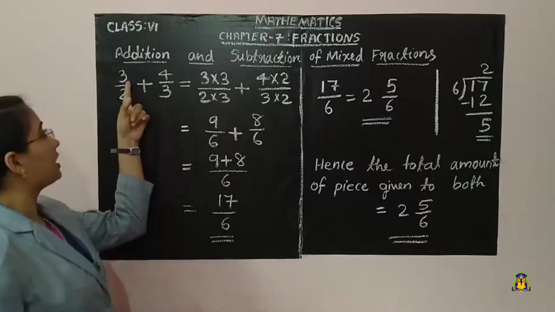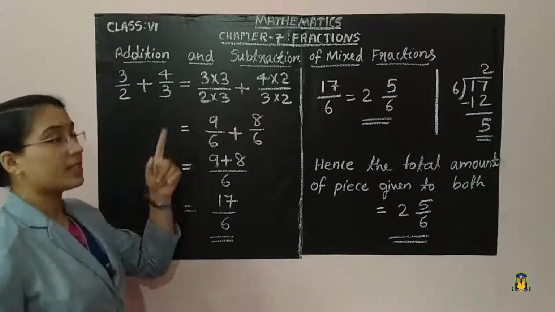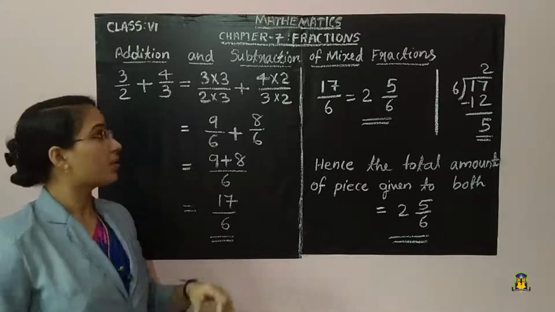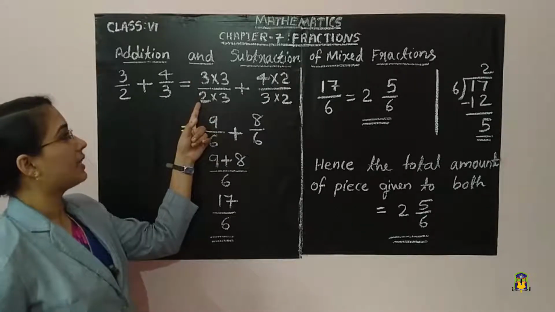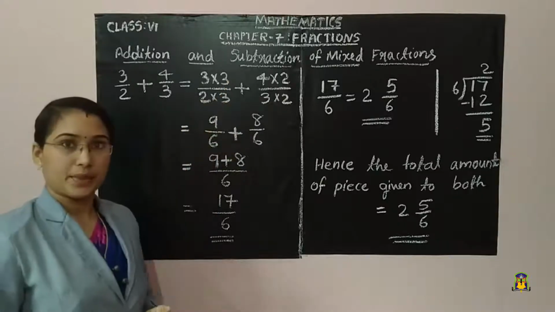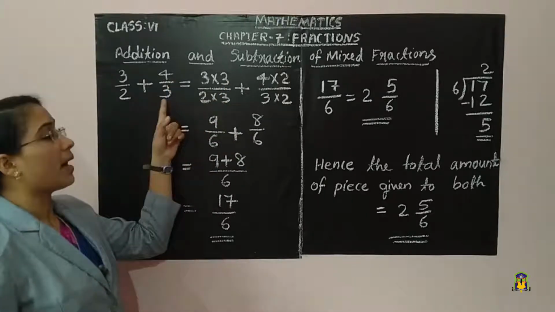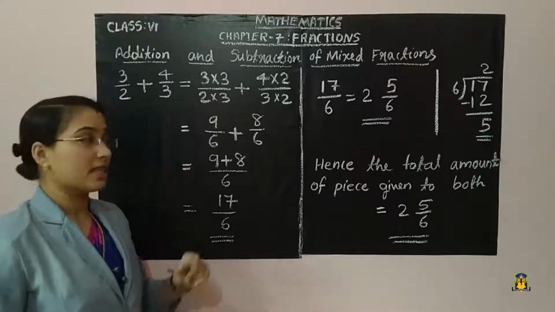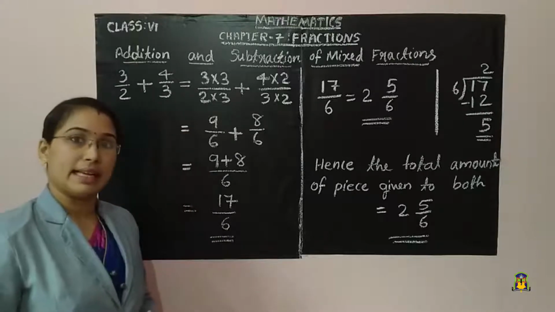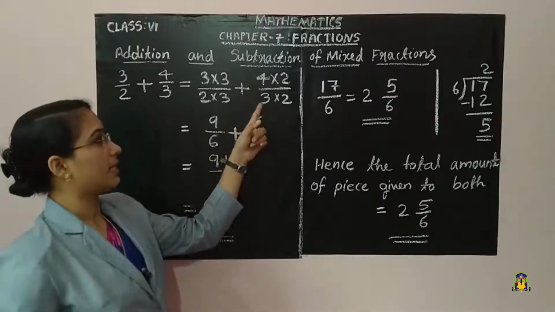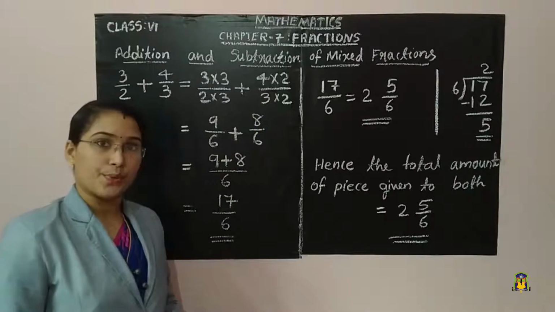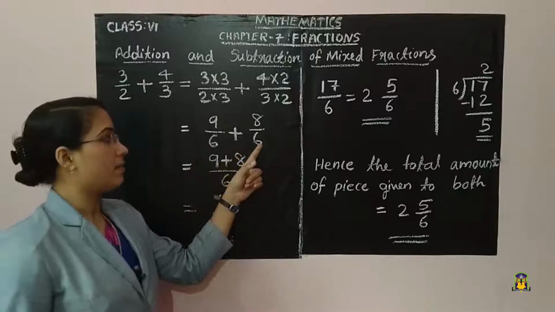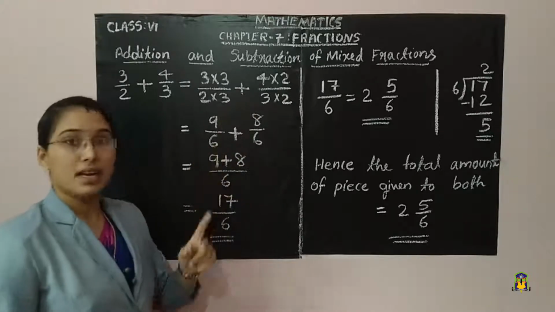In the first fraction, 3/2, 2 into which number will we get 6? 2 into 3 we will get 6. So we multiply numerator and denominator by 3. Then the second fraction, 4/3. In this, we want to make the denominator 6. So 3 into 2 we will get 6. So we multiply numerator and denominator by 2. Then we will get the answer 9/6 plus 8/6. Now the fractions are like fractions.